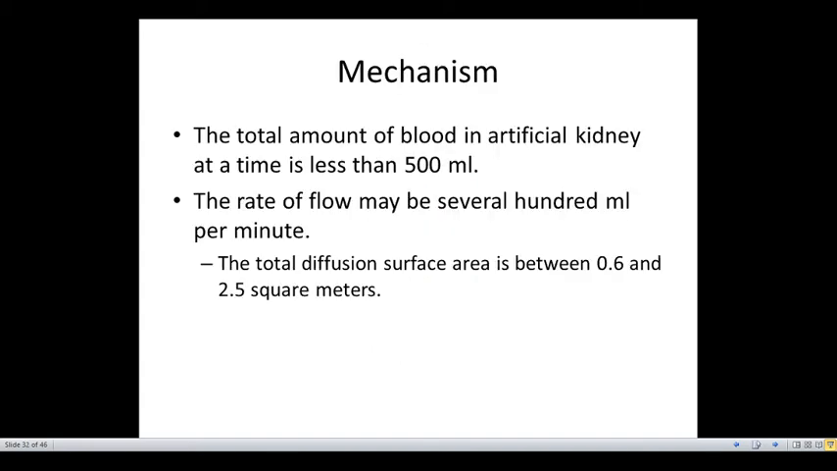The total amount of blood in the artificial kidney at any given time is less than 500 ml. But the rate of flow may be several hundred milliliters per minute. And the total diffusion surface area is between 0.6 and 2.5 square meters.